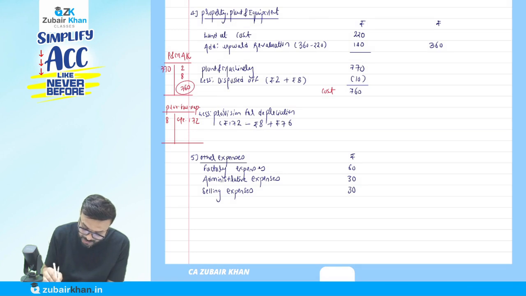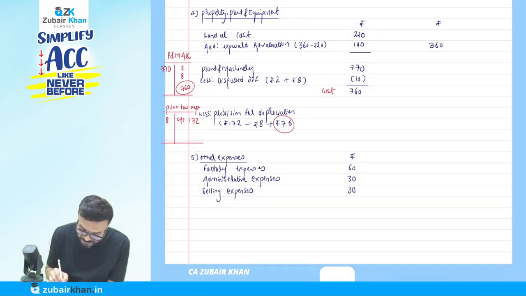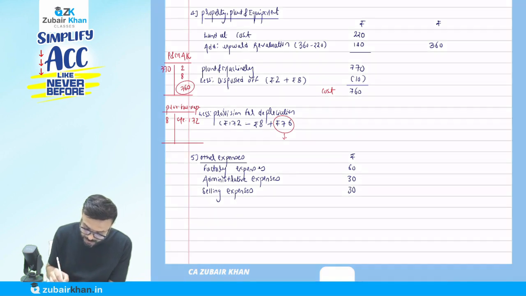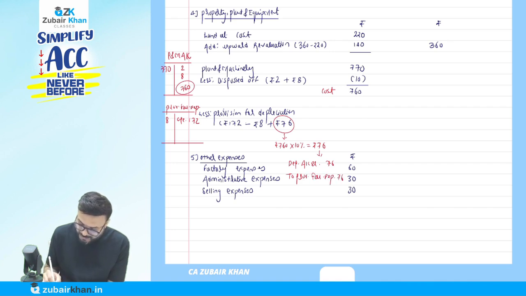Now you will ask me, sir, how did you calculate it and why did you add it there? I always love to go to the basics of accounting. So what is the original cost that we have? 760 multiplied by 10%. That is coming 76. Okay, correct. Now for this, we are going to pass the entry here. Depreciation account should be debited, that is 76, and we are going to credit the provision for depreciation account, that is 76.